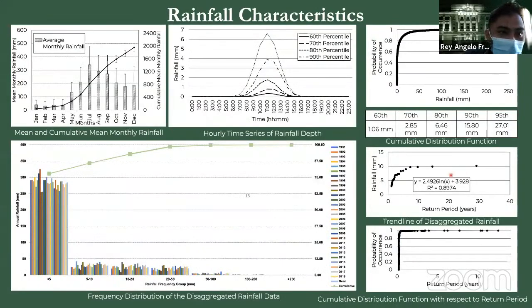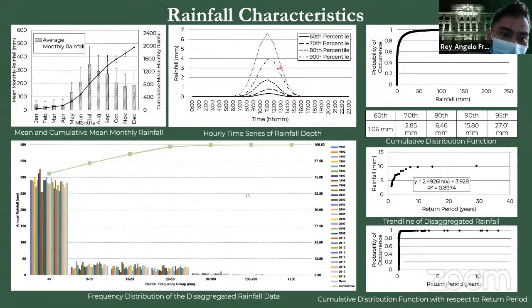So for the results and discussions, these are the rainfall characteristics that were analyzed from the raw data from PAGASA. As you can see, from January to April, we have low intensity of rainfall, and it increases from May to December. So when we design LID, it is good to design the LID based on the results from May to December.